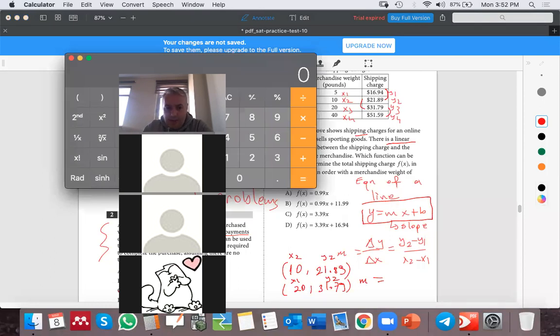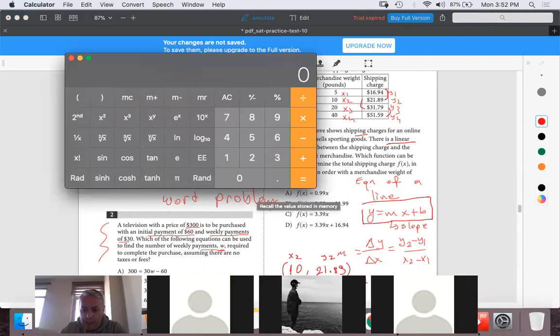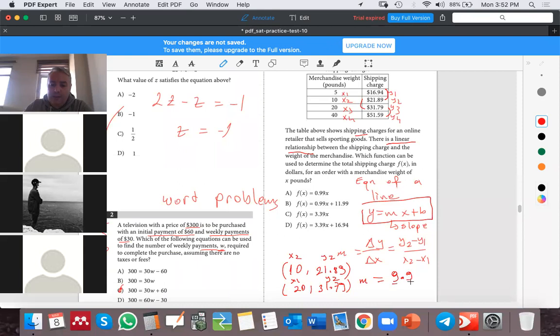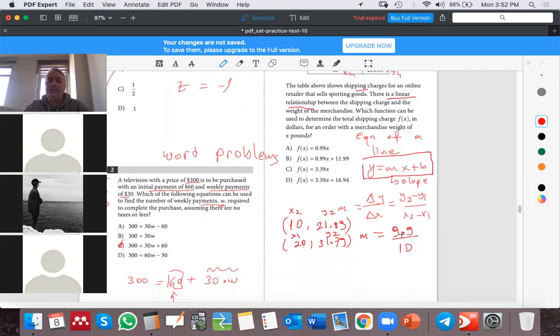So you see my screen. So calculator will be, oops, there are lots of windows. Okay, 31.79 minus 21.89. So this is equal to 9.9. So 9.9 divided by x2 minus x1, 20 minus 10, which is 10. And what is 9.9 divided by 10? No need calculator, and we can't use the calculator, by the way, 0.99. So I use the calculator, but without calculator, I can do it, right? So in this section, calculator, it's not allowed.